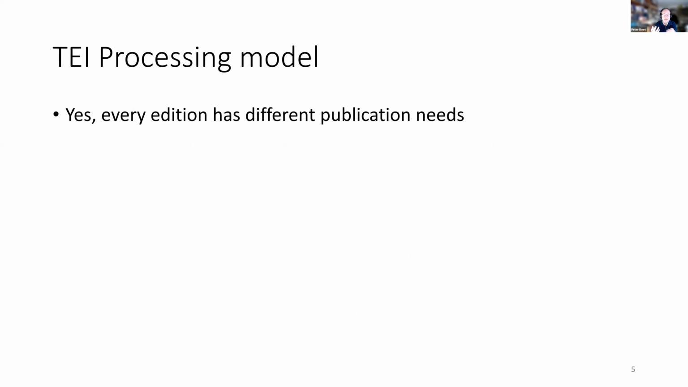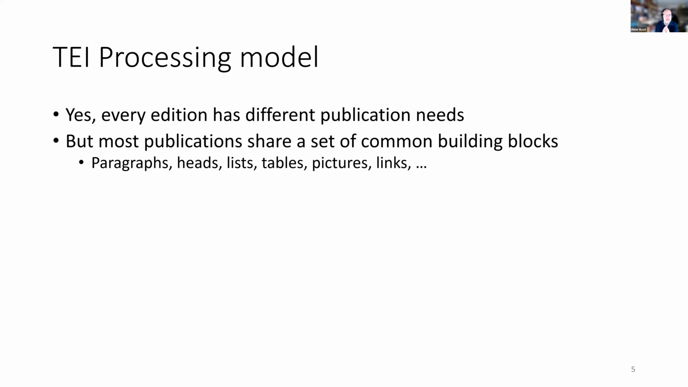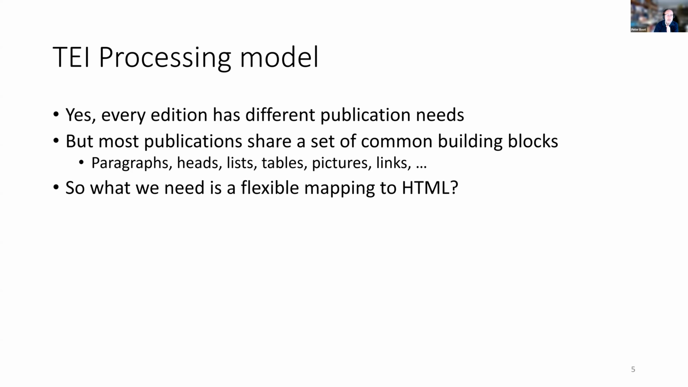It's born from the realization that every edition has different publication needs. That is, as I mentioned, there's an enormous amount of different types of documents. Research interests are constantly changing. Design preferences are changing. But that doesn't change the fact that most publications share a common set of building blocks, such as paragraphs and heads and lists and tables and what have you. So would it then be enough to create a mapping of TEI elements to HTML elements? You might think so, but no.